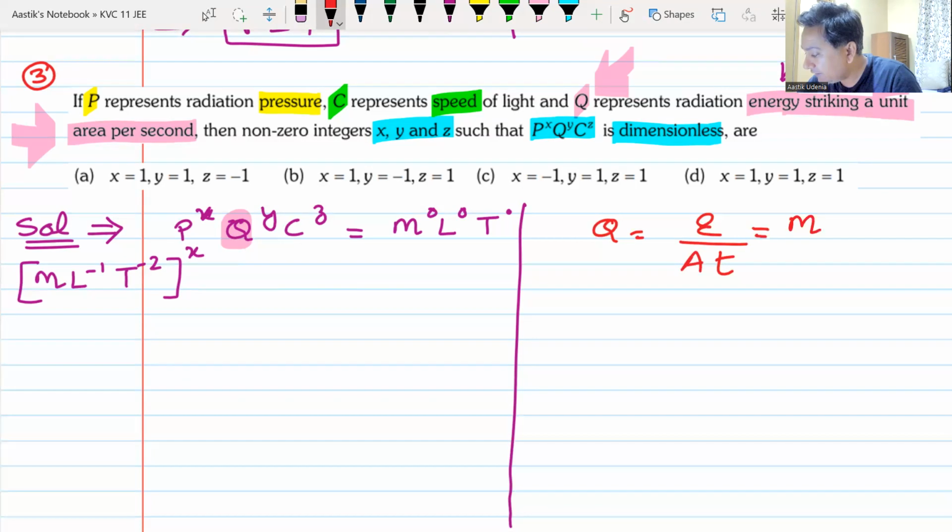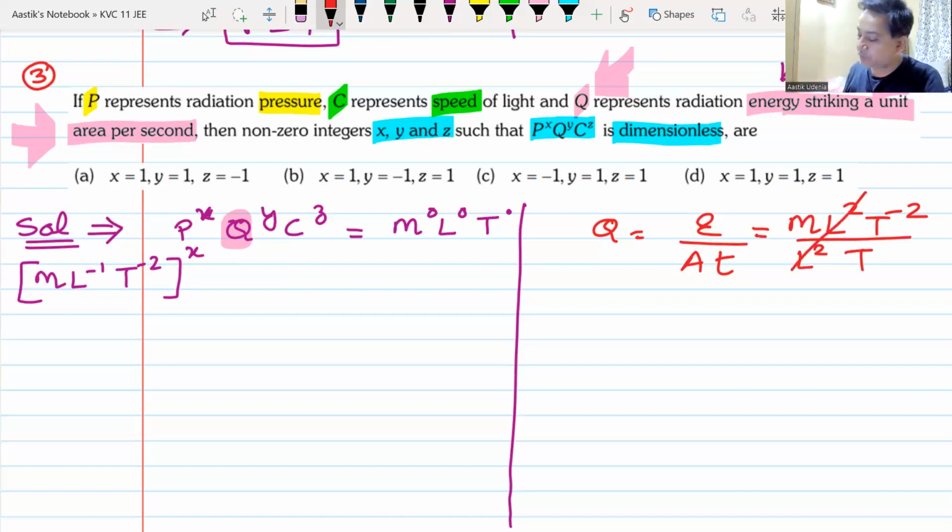Energy, as you really said, is ML square T minus 2. This is energy, no doubt. Divided by area, area is L square. Time is T. This will give you the dimension of Q. Now, my dear friends, can you tell me what is the dimension of Q? This is how you learn the importance of reading the question correctly. What is the dimension of Q now? M T minus 3.